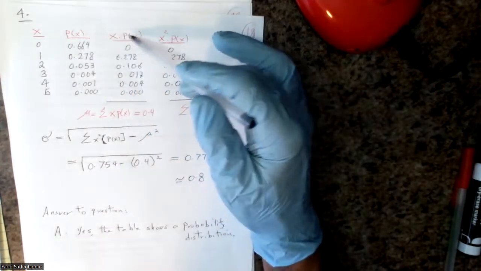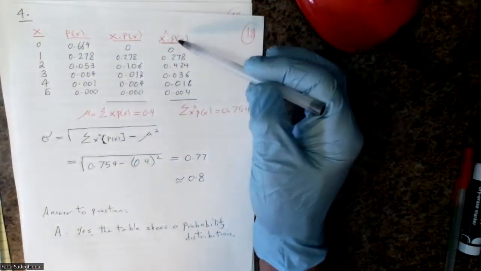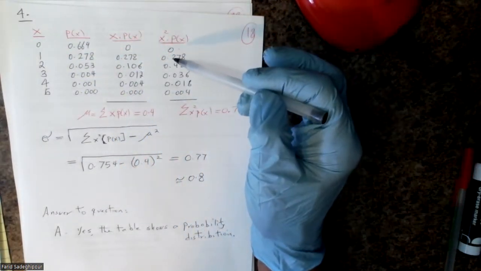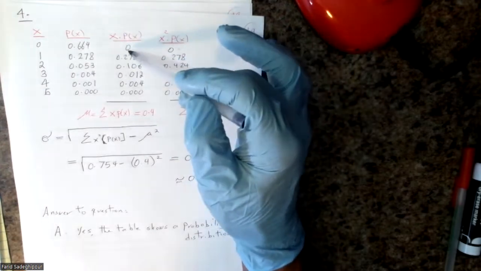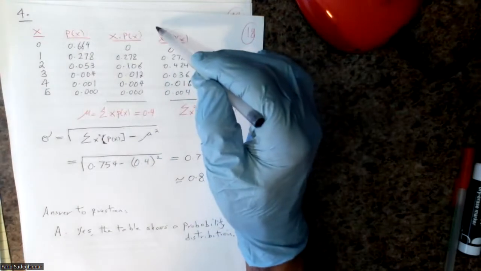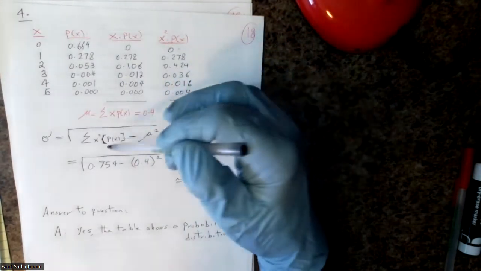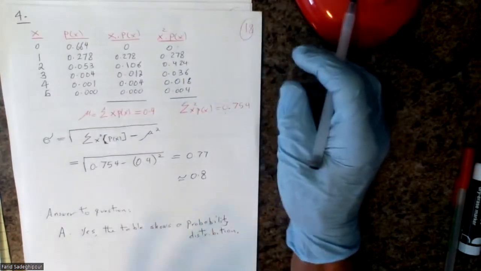So xpx means you multiply these two, 1 times this, 2 times that. x2px means you take this xpx, the value that you have here, and multiply by x. So that would be xpx or x2px. And the sum of x2px you need in the formula for standard deviation.